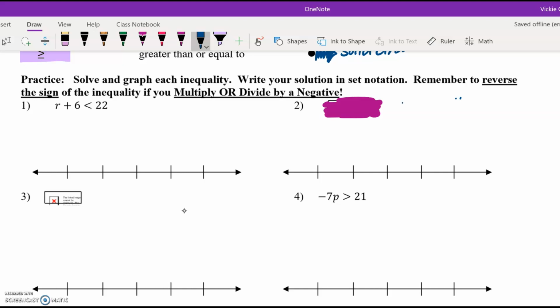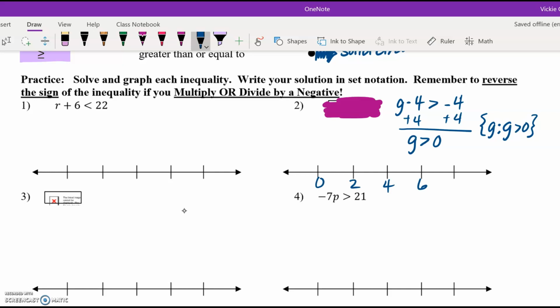So the first one we're going to do is g minus 4 is greater than negative 4. To get g by itself, I'll add 4, and I get g is greater than 0. In set notation, this just means g such that g is greater than 0. You can start wherever you want. I'm going to go by 2s. You could go by 1s. You could go by 5s. Open circle on 0, and because it's greater than, I'm shading everything to the right.